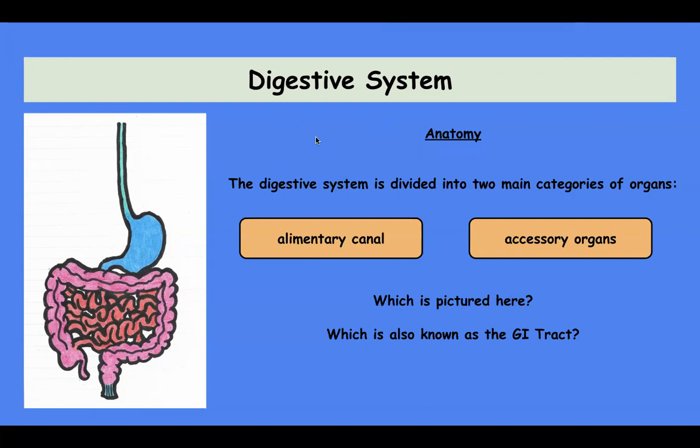So the digestive system. Anatomically, the digestive system is divided into 2 main categories: the alimentary canal and the accessory organs. And in this image here on the left, I want you to tell me, what do I have pictured here? Is this image representing the alimentary canal, or is it representing the accessory organs? So you're gonna have to think, what organs make up the alimentary canal? What organs are considered accessory organs? Feel free to unmute or put it in the chat.